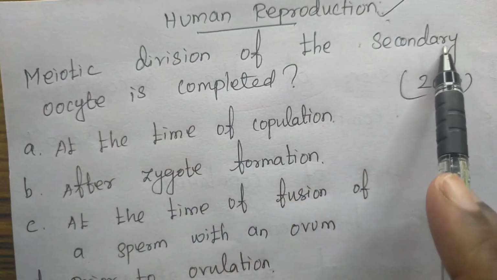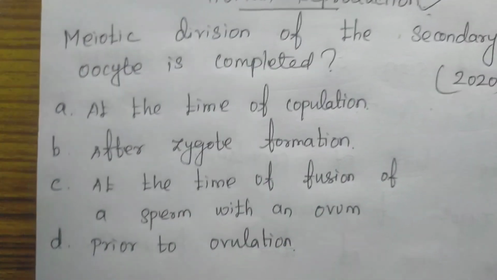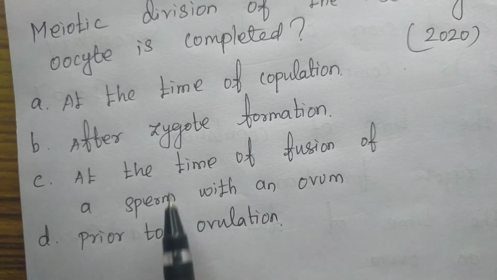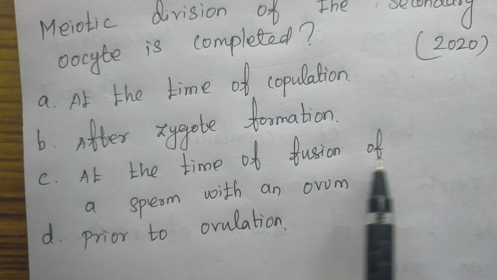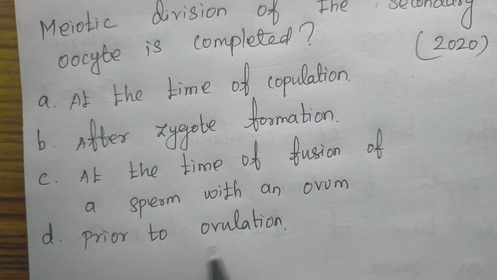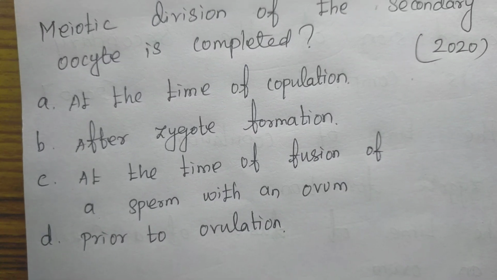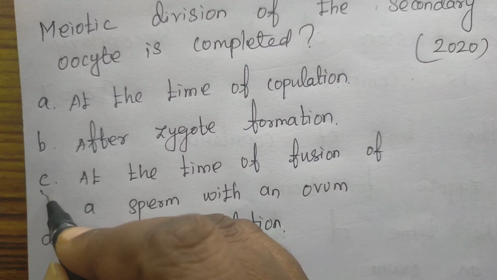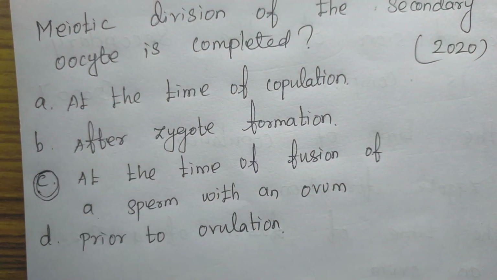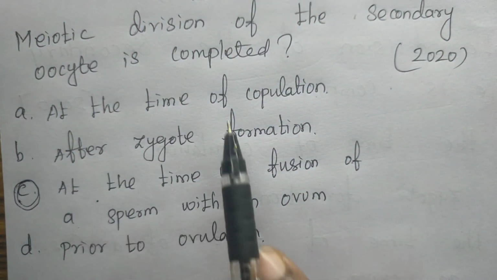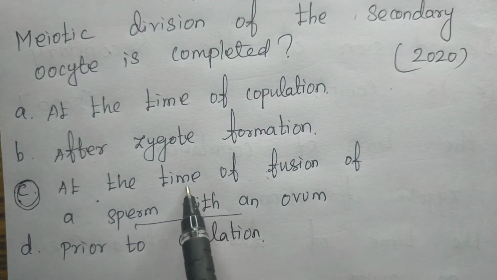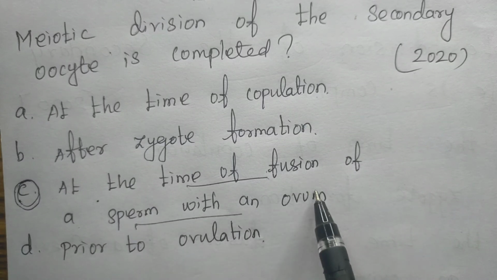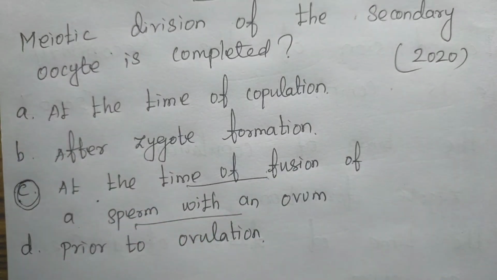Meiotic division of the secondary oocyte is completed. We have all the options. Is it at the time of copulation, or after zygote formation, or at the time of fusion of sperm with an ovum, or prior to ovulation? Based on the answer we discussed, we can conclude that option C is the correct answer, where the meiotic division gets completed when a sperm enters the ovum. If the sperm doesn't enter the ovum, meiosis 2 will not be completed.